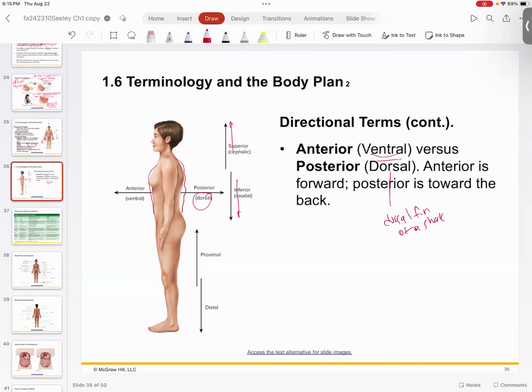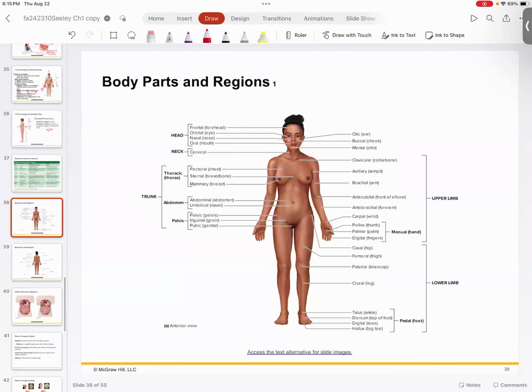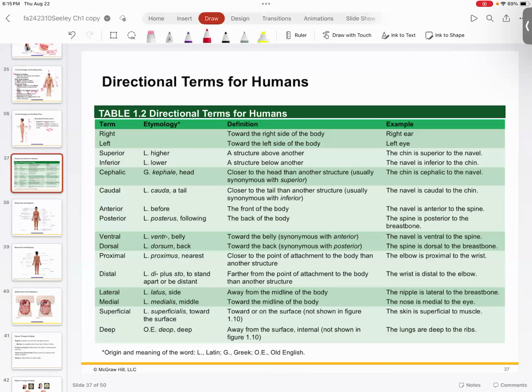If you go into vet tech, it's a little bit different. You have to kind of switch it up a little bit. You tend to use ventral and dorsal with quadrupeds as opposed to anterior and posterior. So this is basically a list of the directional terms, a table that will help you orient yourselves. So you have right, left, superior, inferior, cephalic, caudal, anterior, posterior, ventral, dorsal, proximal, distal, lateral, medial, superficial, and deep. Notice how they come in twos. That's a very common thing.